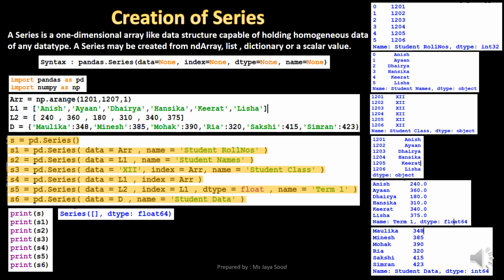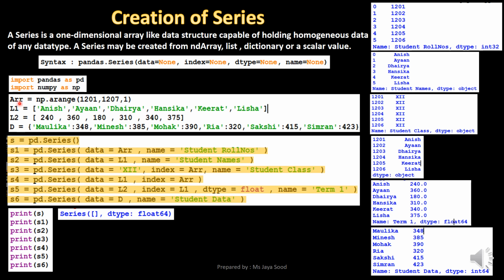Creation of series. A series is a one-dimensional array-like data structure capable of holding homogeneous data of any data type. You may create a series by invoking the constructor method with 4 arguments, namely data, which may be an ND array, a list, a dictionary, or a scalar value, the index for the series, data type of the series, and the name of the series. You need to import pandas in your script. Let us take an example.